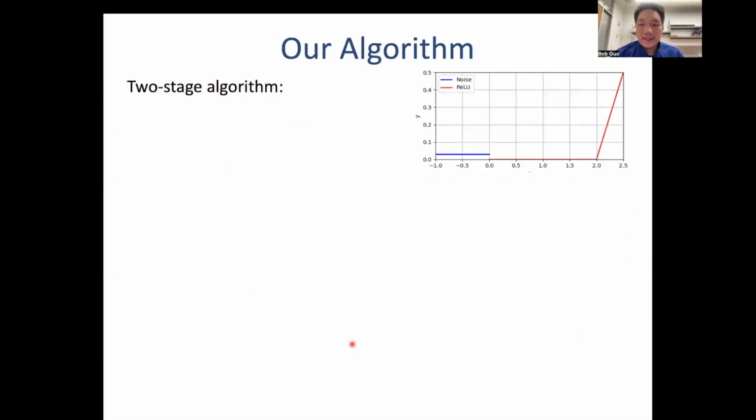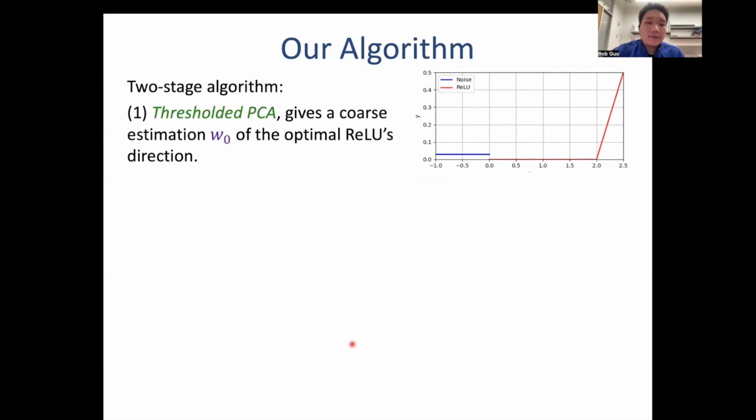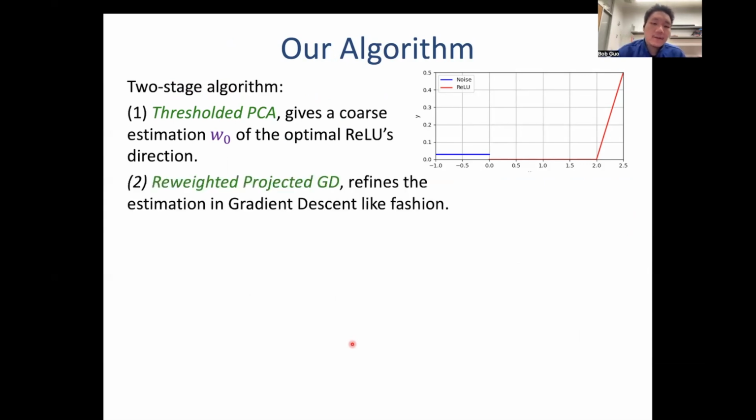Now let's come to our algorithm that will succeed on this bad instance. We apply a two-stage strategy. The first part is what we call thresholded PCA. It gives a coarse estimation of the optimal ReLU's direction. And the second step is called reweighted projected gradient descent, and it serves to refine the estimation in a gradient descent-like fashion, but it does something slightly smarter so we can avoid the bad case.